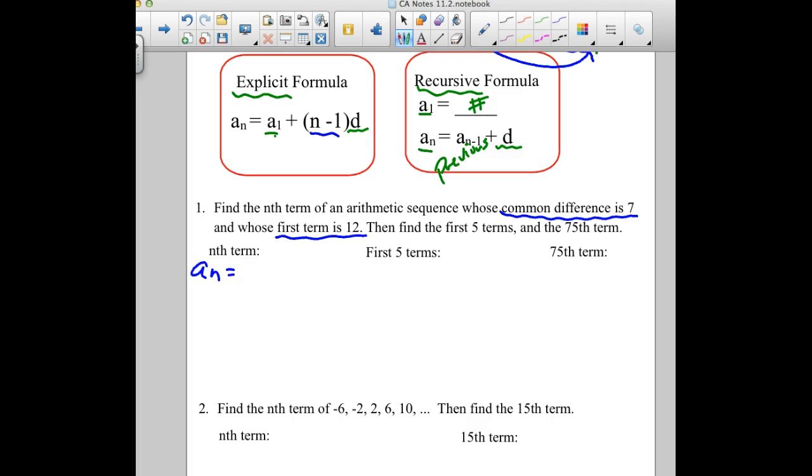A sub n equals what? Just give me the general formula. You wrote it down a minute ago. A sub n equals a sub 1.